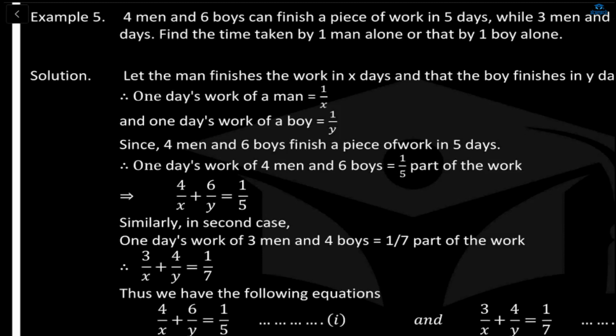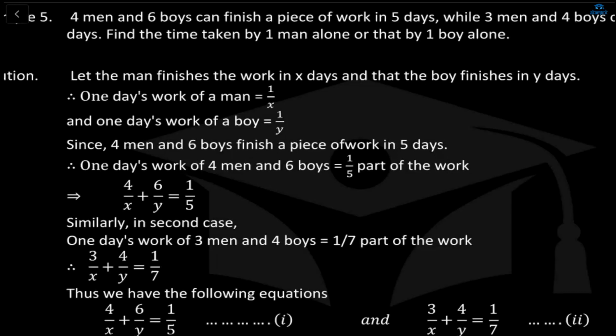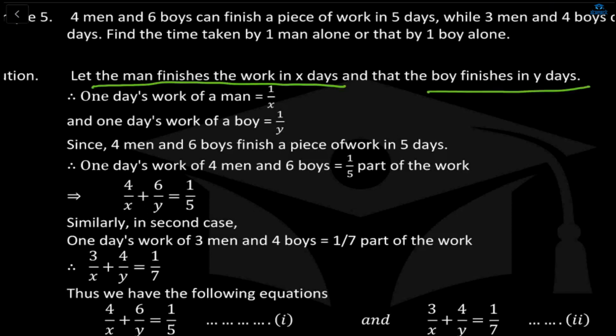एक लड़का अकेले से कितना काम करेगा और एक आदमी अकेले से कितना दिन लगेगा. ठीक है. So how much time? So 1 day work of a man we are going to assume as 1 upon x. Okay. How 1 upon x? Because the man finishes the work in x days. Let the man finish the work in x days and the boy finish the work in y days. Because it is asking for one, means the whole work. So 1 day work of a man will be 1 upon x and 1 day work of a boy will be 1 upon y.